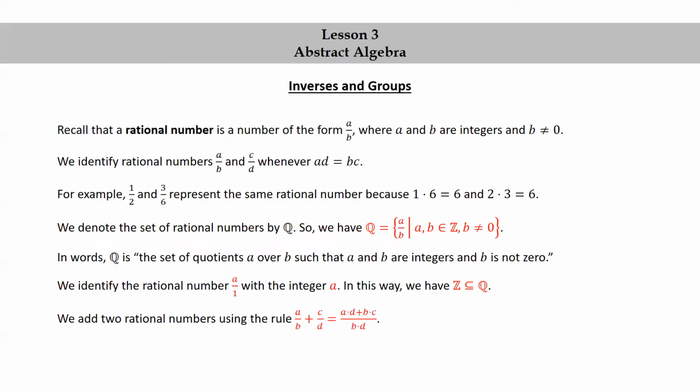We add two rational numbers using the rule a over b plus c over d is equal to (a times d plus b times c) over (b times d).